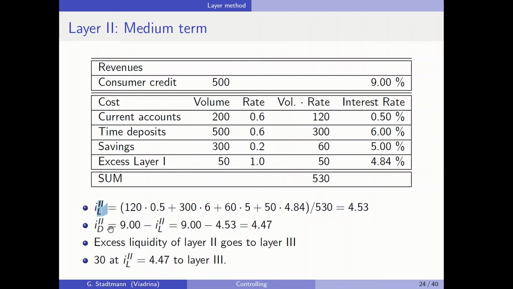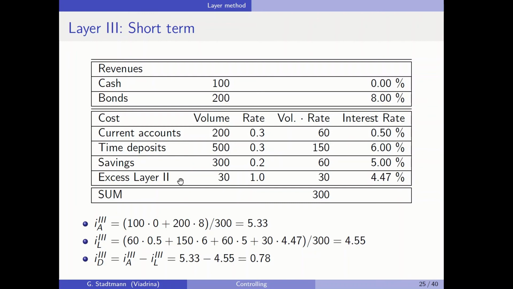So the overall profit margin for the second layer is given by the interest rate on the asset side minus the weighted average interest rate for the second layer of liabilities, 9% minus 4.53%. This is the overall profit margin for the second layer. The excess liquidity of layer 2 goes to layer 3. So the excess liquidity here is 30 units. So 30 units of volume go at this interest rate to layer 3.